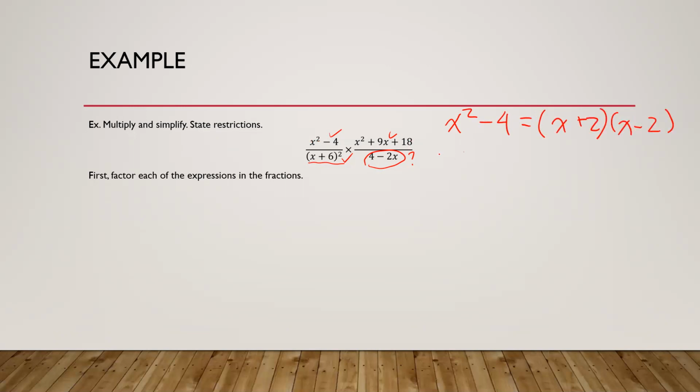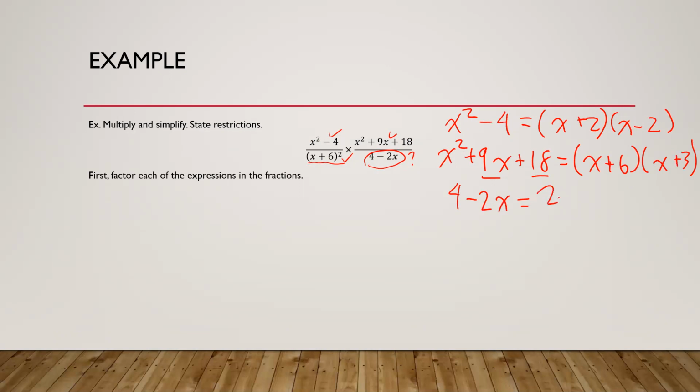Next one, x squared plus 9x plus 18. This is the sum and this is the product, so what adds up to 9 and multiplies to give you 18? That would be 6 and 3. You can double check with me: 6 and 3 add up to 9, but multiply to give 18. And the last one, 4 minus 2x. I can common factor out the 2, which leaves me with 2 minus x, just like that.